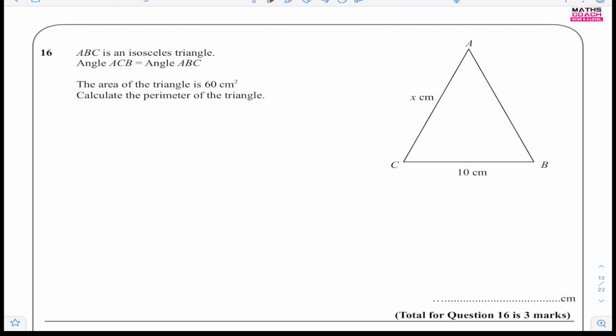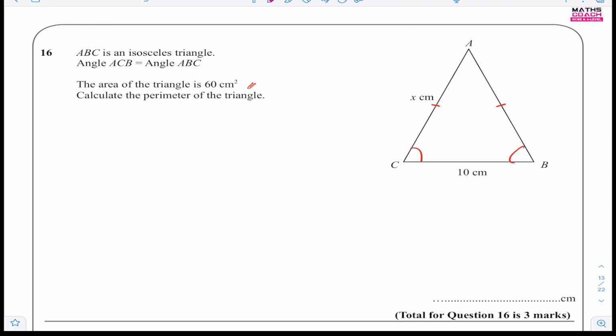Question 16. ABC is an isosceles triangle. Angle ACB is equal to angle ABC. So if it's an isosceles triangle, then this length and this side here are the same. This angle and this angle are also the same. We are told that the area of the triangle is 60 centimeters squared. Calculate the perimeter. Now, of course, the perimeter is all of these lengths added up.